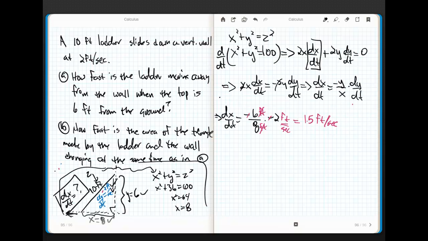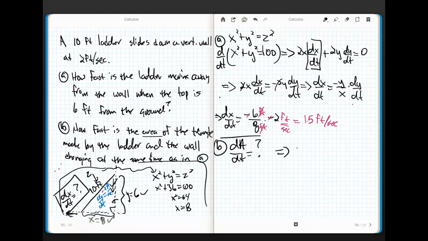Ooh, now let's do B. How fast is the area of the triangle made by the ladder and the wall changing? The area. So this is part A, and let's talk about part B. Now, what am I looking for? Well, this is the triangle. I'm looking for dA over dt. Now, I want to show you something that's really important here. If you don't fight this, if you let yourself ask the correct questions to yourself, it'll almost do the problem for you. Look, I'm looking for dA over dt.